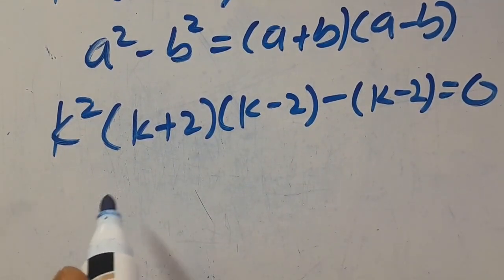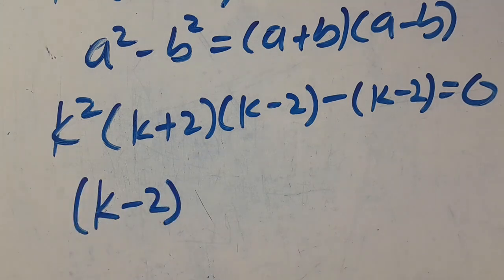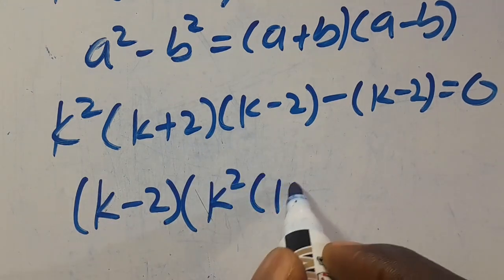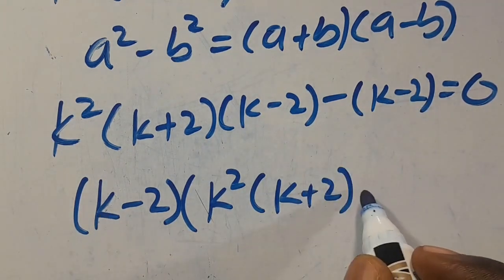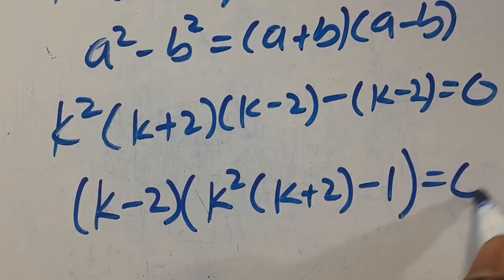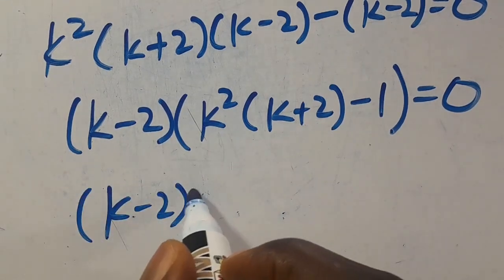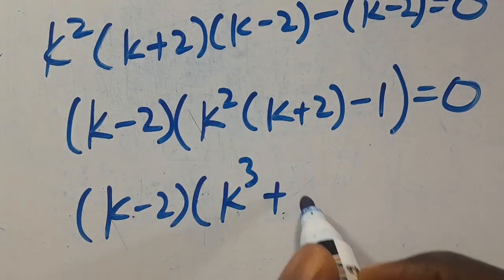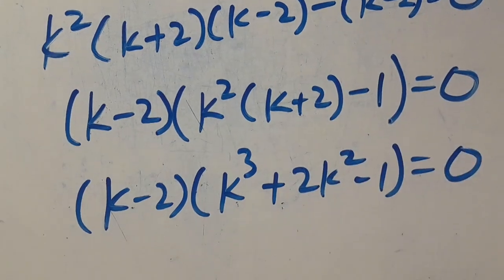Then from here, we have k − 2 in common, so we can factor it out as (k − 2), and we open another bracket. The whole of everything here divided by this, we are going to be left with k² multiplied by (k + 2). The whole of this divided by this, we have only minus 1. We close it and set everything equal to 0. Here will be (k − 2) in parentheses. Opening this bracket, we have k³ plus 2k² minus 1, and we set everything equal to 0.